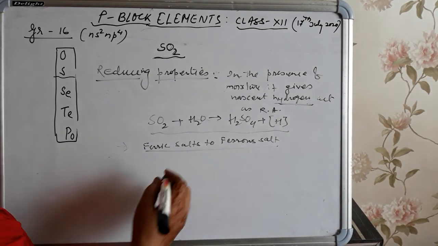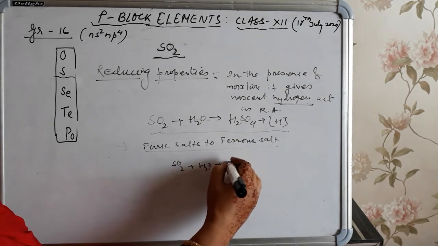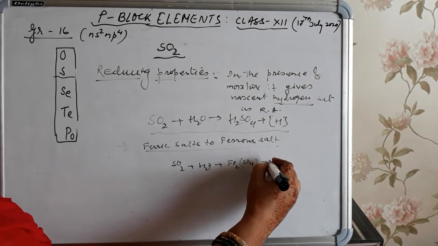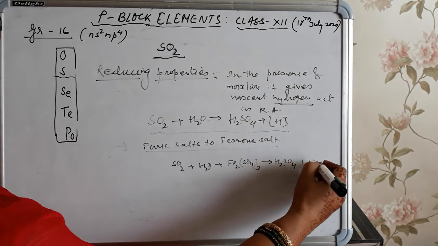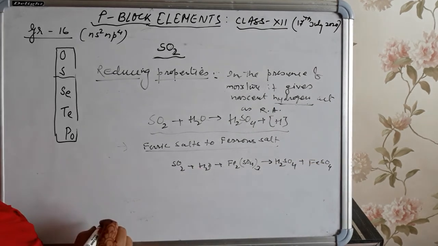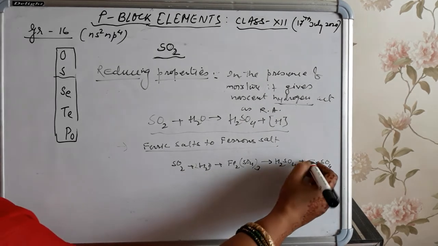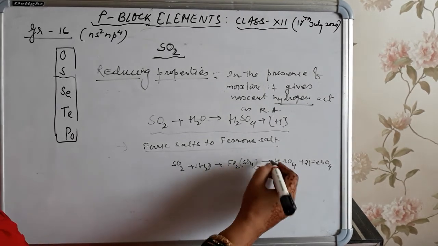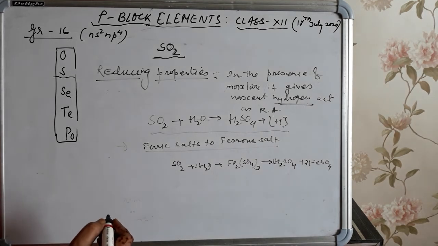For example, we take sulfur dioxide, water, and ferric sulfate, Fe2(SO4)3. So formation of H2SO4 and FeSO4. Balance this equation: 2H2O, Fe2(SO4)3, so here 2FeSO4 and 2H2SO4. You can write the expanded form, or sometimes we use it like this.